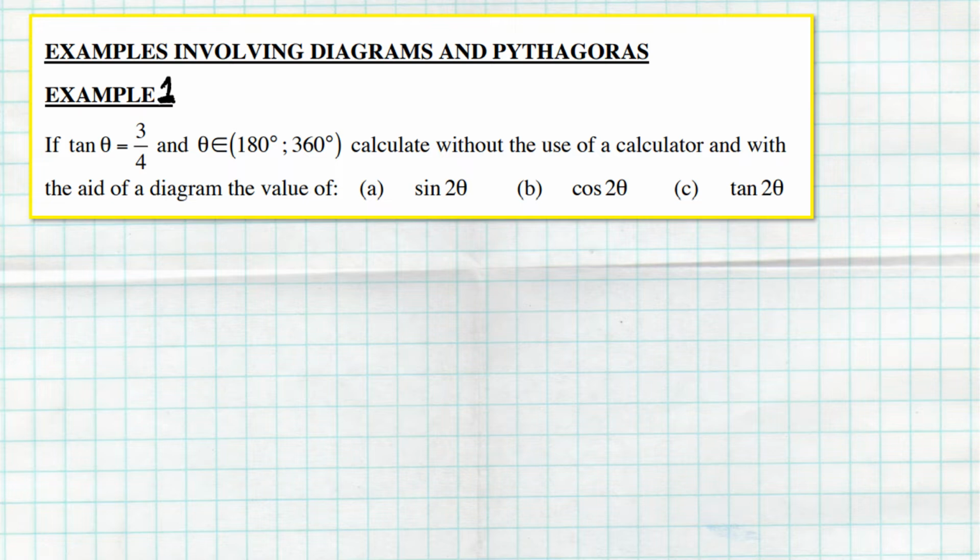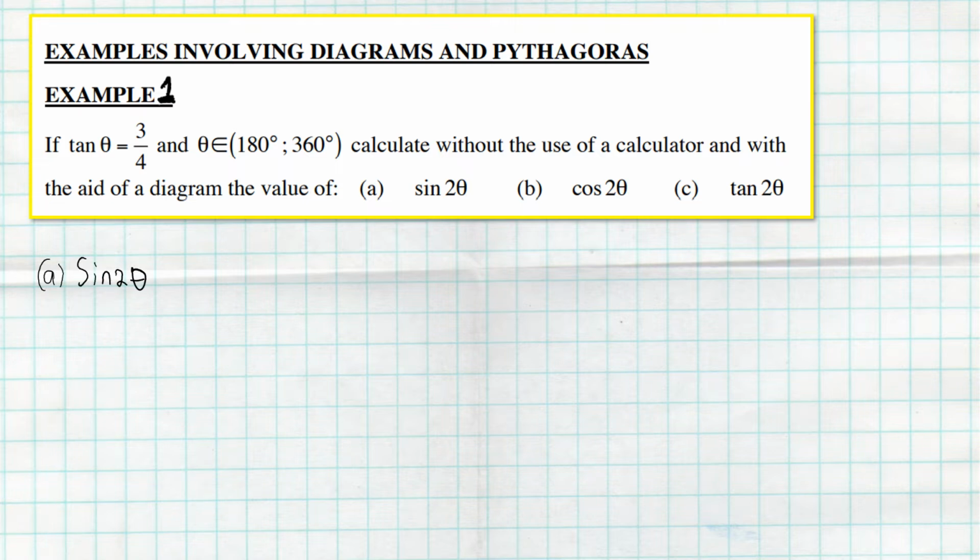So this is our example 1, and you're given that tan theta is equal to 3/4, right, and theta is an element of 180 degrees to 360 degrees. They say calculate without the use of a calculator and with the aid of a diagram the value of sine 2 theta.